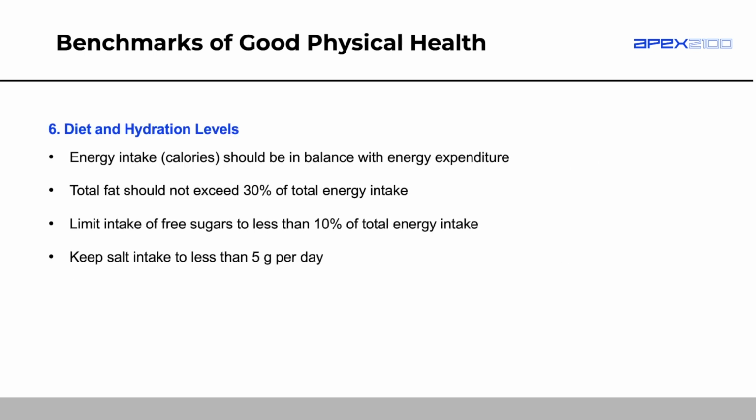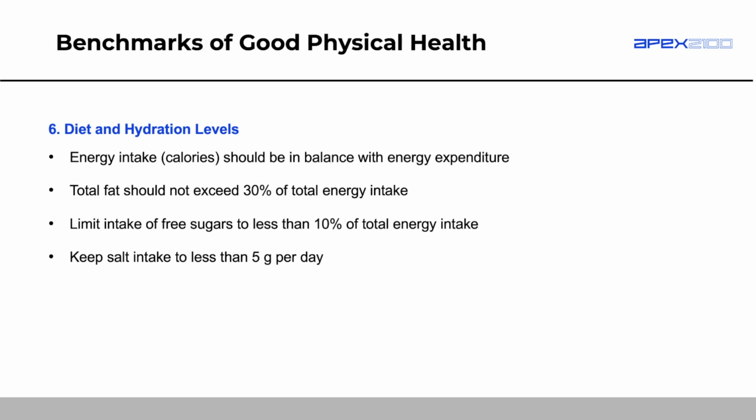Okay, diet and hydration is our final benchmark of good physical health. Firstly, energy intake should be in balance with energy expenditure. So this means we're eating the amount of calories that we need. If I'm not burning much over the day, I shouldn't be eating as much as a professional athlete. A professional athlete's burning more energy, so they're going to need to eat more food. If I eat more food than I burn, this is what leads to obesity and to fat gain.